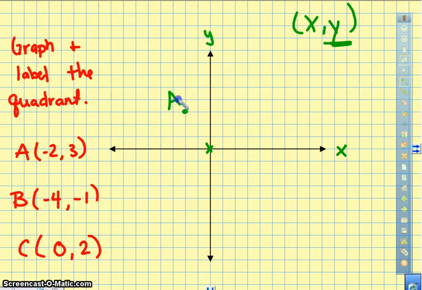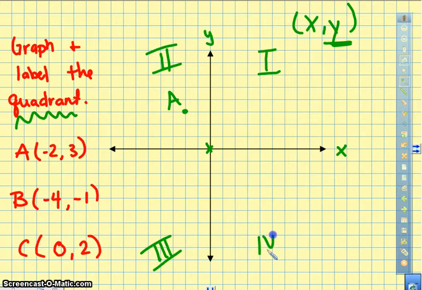This is point A. It also asks what quadrant point A is in. Remember the quadrants go 1, 2, 3, and 4. So point A is in quadrant 2. I want you to pause and try to do B and C by yourself. Press play when you're done and check your answer.